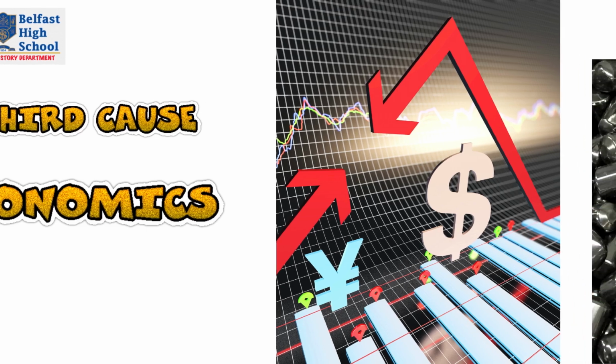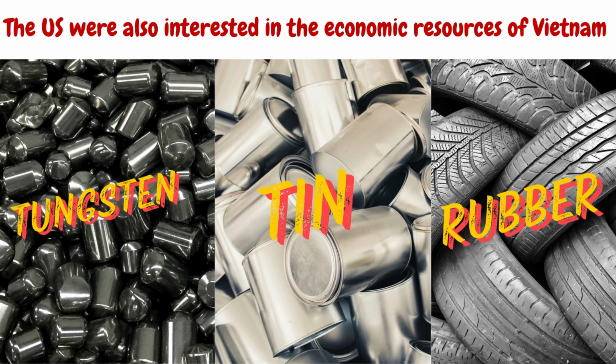The third cause is a short one, but it's important. It's economics. Vietnam contains tungsten, contains tin, contains rubber, and these are thought to be vital economic resources for the United States in terms of the Cold War. So they're actively trying to pursue those.